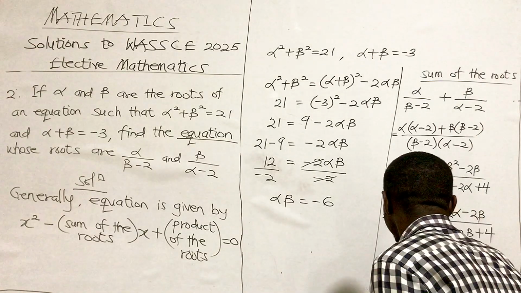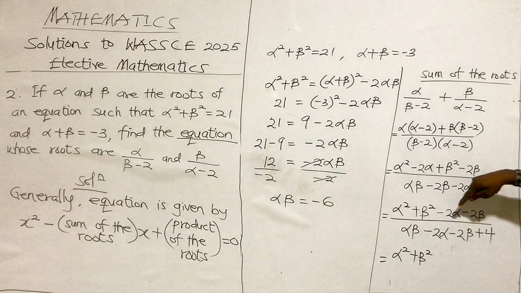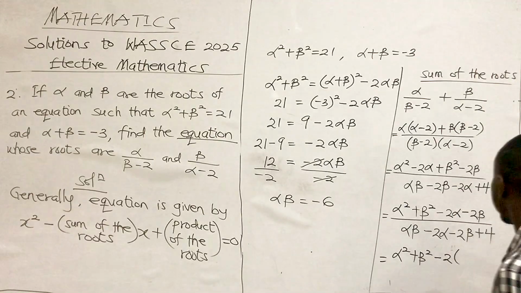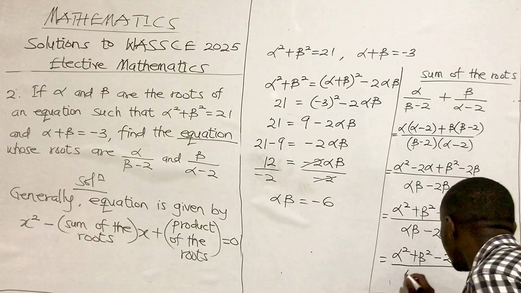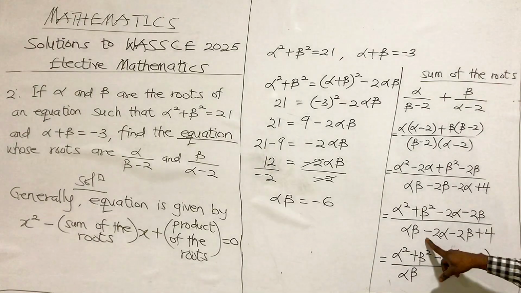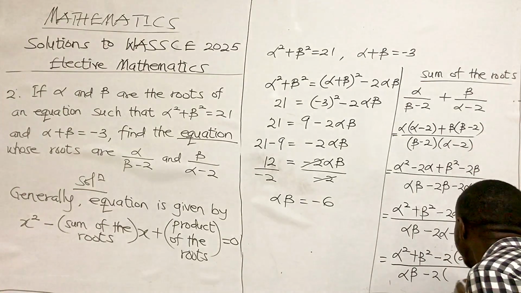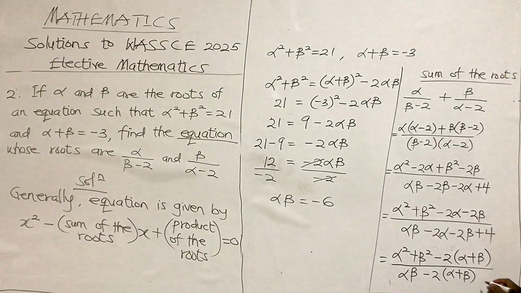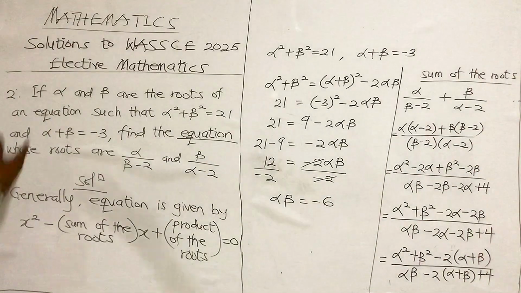Then we have alpha squared plus beta squared. Negative 2 is common in both terms, so we can factor it out: minus 2 into bracket alpha plus beta, all over alpha beta. In the denominator we can also factor negative 2 out, so we have alpha beta minus 2 into bracket alpha plus beta, then we add the plus 4. So we are going to continue from this side.